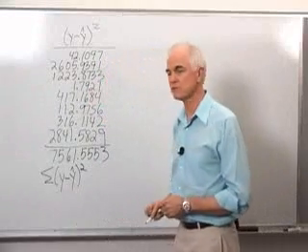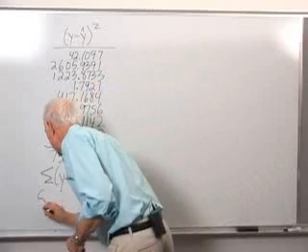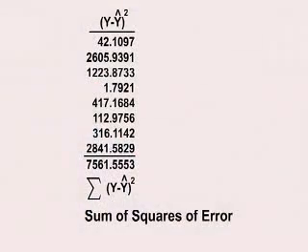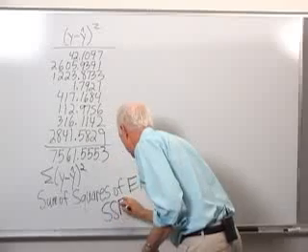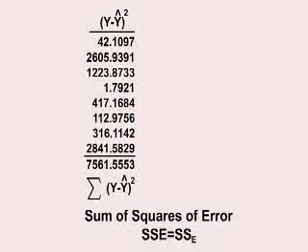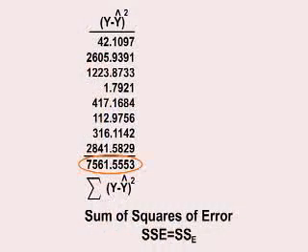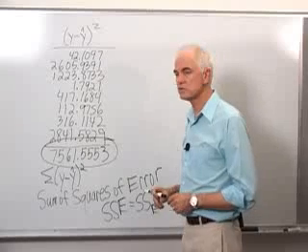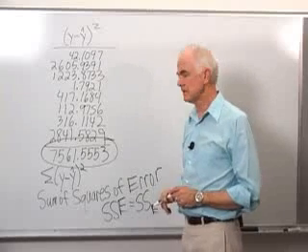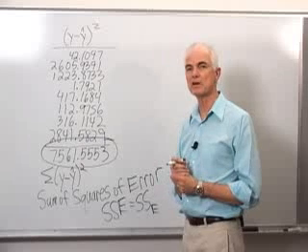We give it a special name because it's a tool we widely use in regression. We often call it the sum of squares of error, and we often denote it as SSE or even SS sub E. As a standalone value, it's not used very widely, but it's used widely as a tool to help us calculate other statistics through which we can interpret the fit of our regression model.